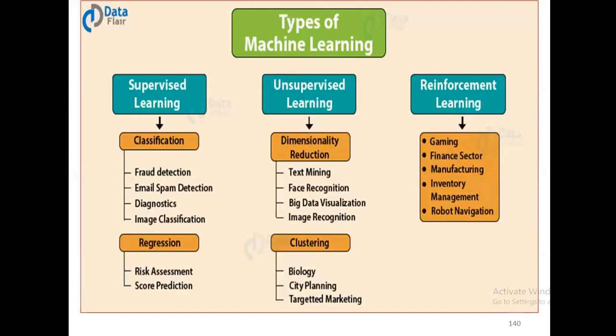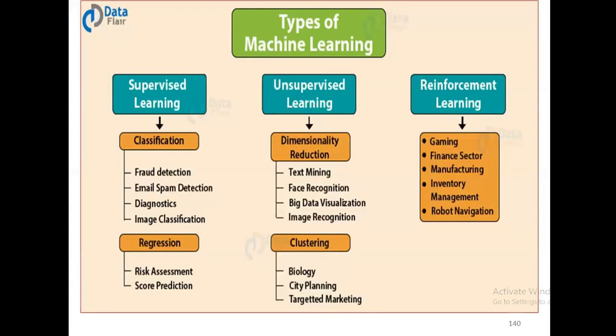Types of machine learning we are discussing. Supervised learning, what are the techniques? Classification, regression. In classification, we are using fraud detection, email spam detection, especially in Gmail, diagnostic, image classification. Regression: logistic regression, linear regression, and non-linear regression, and risk assessment, score prediction, etc. In unsupervised learning: dimensionality reduction, text mining, face recognition, big data visualization, image recognition, etc. In clustering, we are using biology, city planning, targeted marketing. Reinforcement learning, especially gaming applications, we are developing with the help of reinforcement learning.